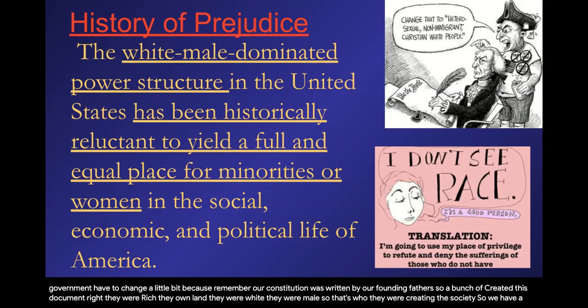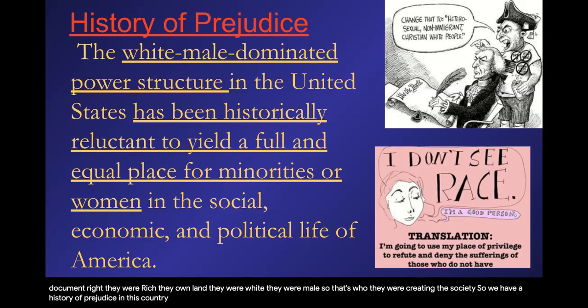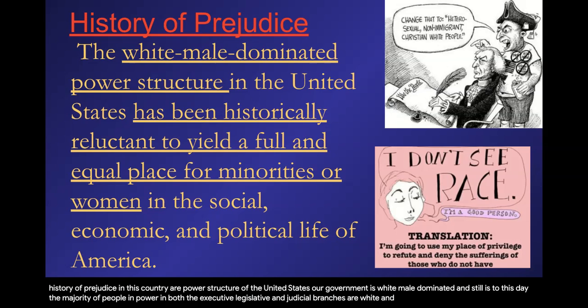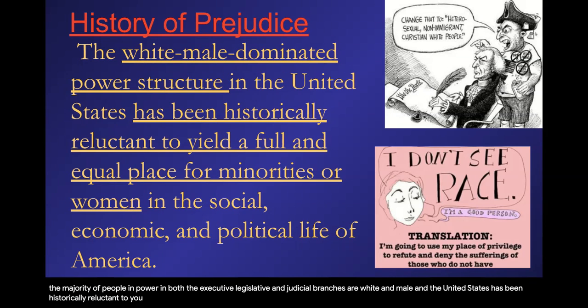So, we have a history of prejudice in this country. Our power structure of the United States, our government is white male dominated and still is to this day. The majority of people in power in both the executive, legislative, and judicial branches are white and male. And the United States has been historically reluctant to yield full and equal places in society for both minorities and women.